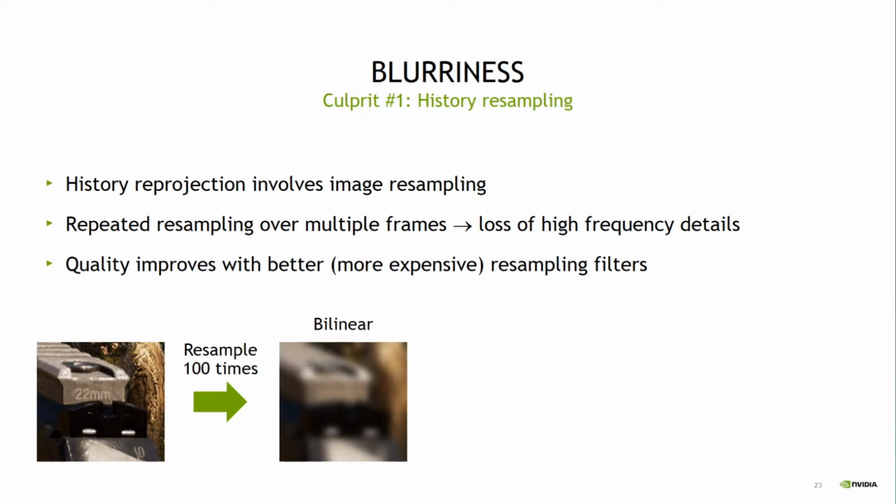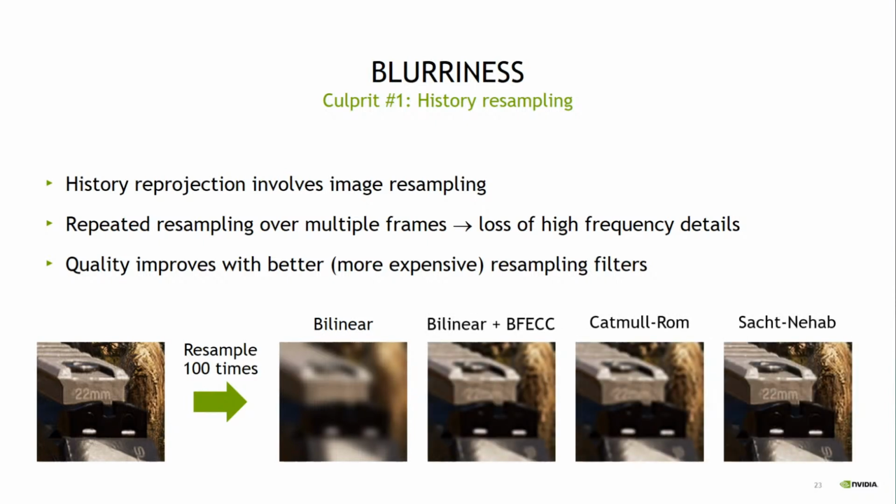The first one is history resampling. Because there's motion between frames, the history gets reprojected and resampled in every frame, and the error of imperfect resampling gets accumulated. The image here shows an extreme case of resampling an image 100 times with bilinear. Typically, it won't look this bad in TAA, because exponential smoothing will keep updating the history with new samples. But this is as bad as it can get when we use a very small alpha.